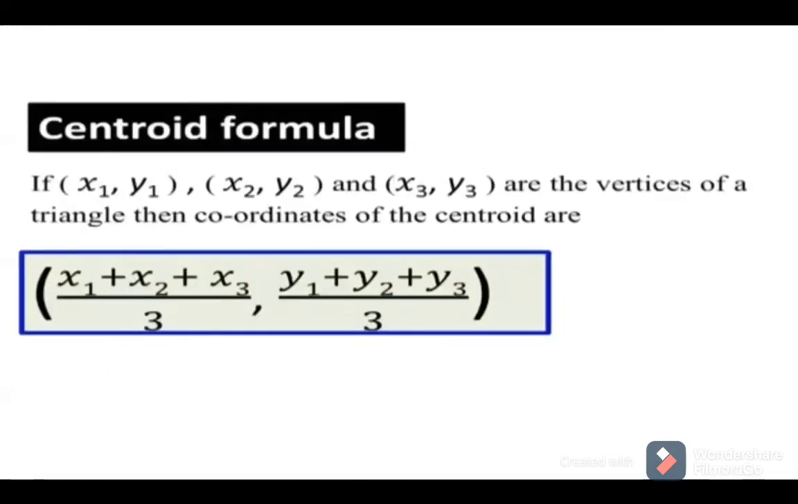Centroid formula. If (x1, y1), (x2, y2) and (x3, y3) are the vertices of a triangle, then the coordinates of the centroid are (x1 plus x2 plus x3) divided by 3 and (y1 plus y2 plus y3) divided by 3.